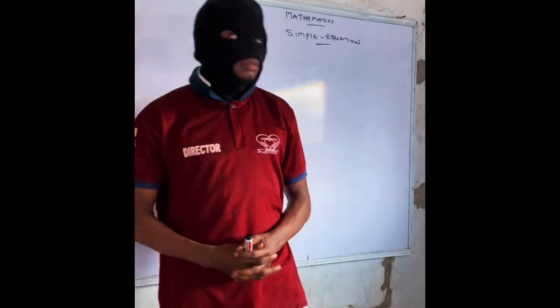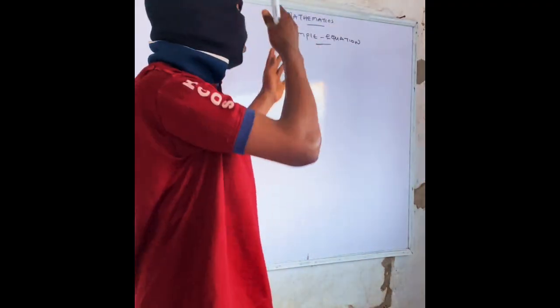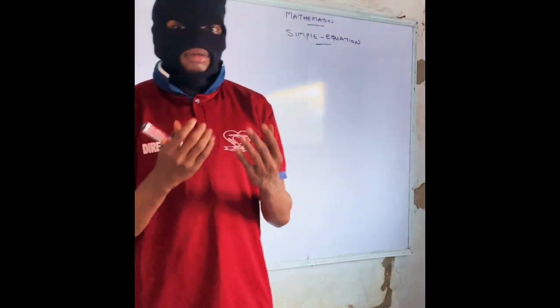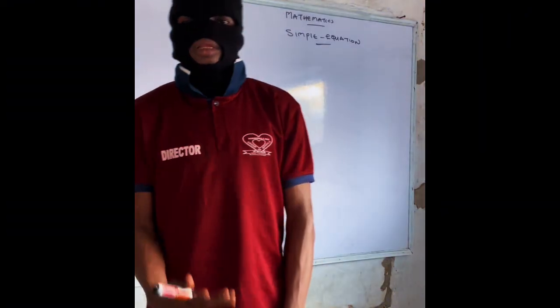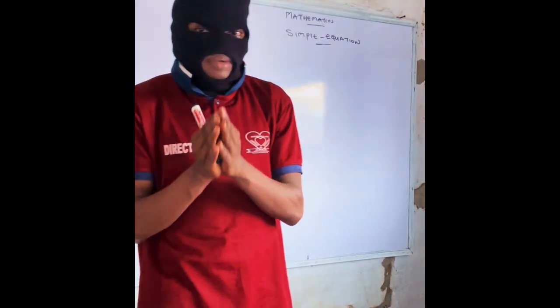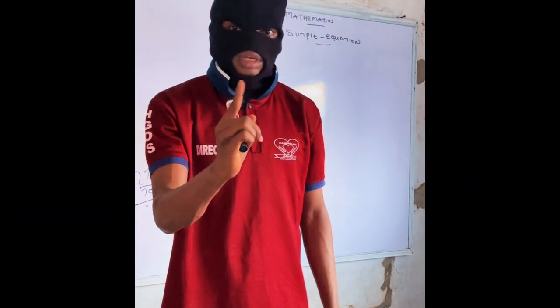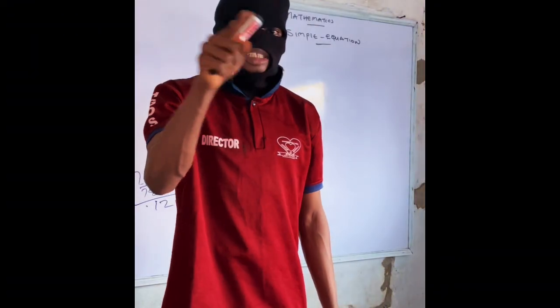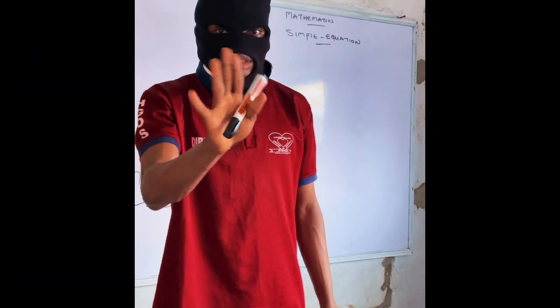Hello everyone. In our previous lesson, we discussed dividing both sides. Right now, we want to talk about collecting like terms. How do we collect like terms in a simple equation? Collecting like terms in a simple equation is different from collecting like terms in an expression. For a simple equation, the sign changes, while in an expression, the sign doesn't change.